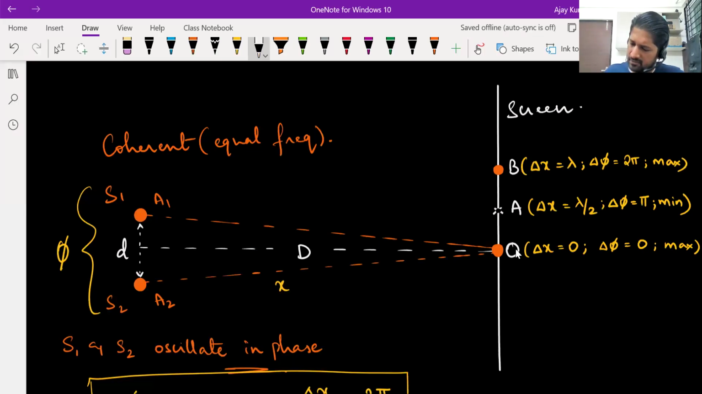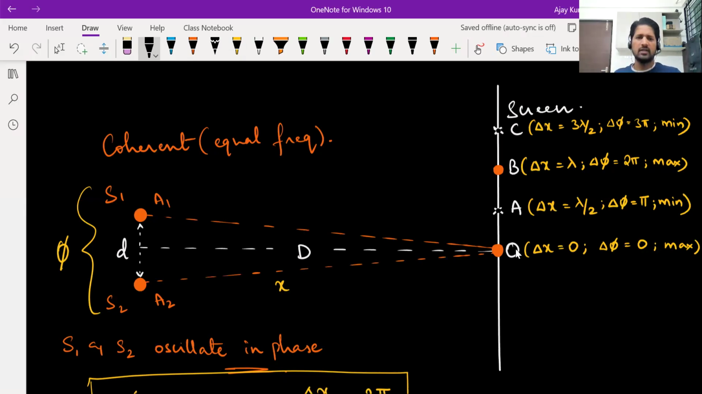And keep going away. You will come across another point, let's call it C, where the path difference will be maybe 3 lambda by 2. Path difference gradually increases as you go away from the central point. And if it is 3 lambda by 2, the phase difference will be 3 pi this time. Odd multiple of pi, destructive interference, corresponds to a minimum. You'll again see a dark spot there. It will be completely dark if the sources have the same intensity. Then they'll cancel exactly.